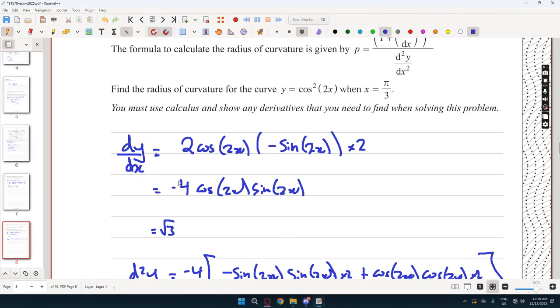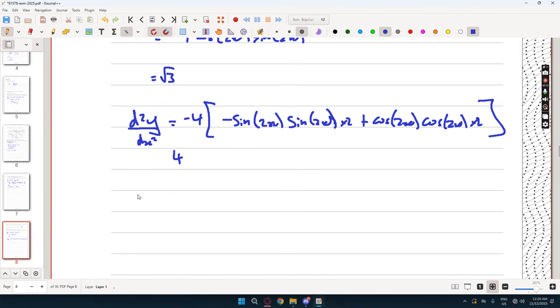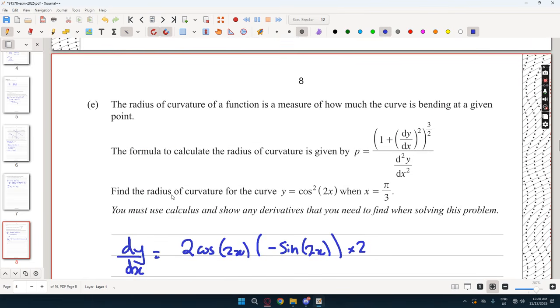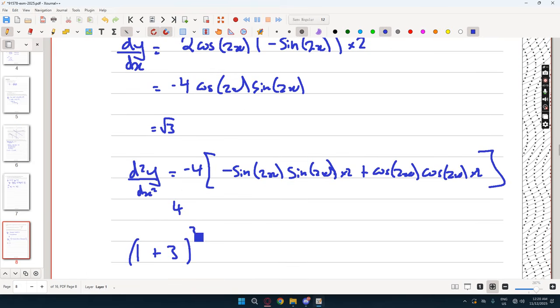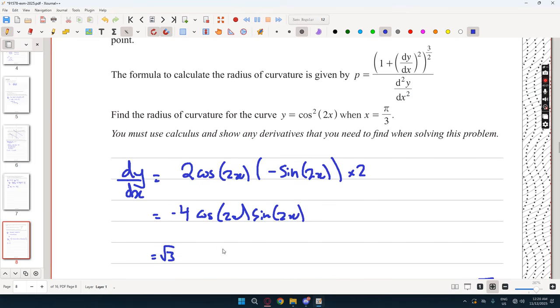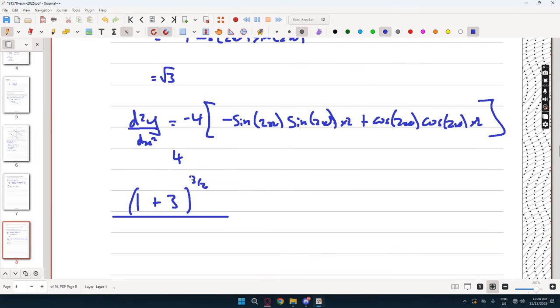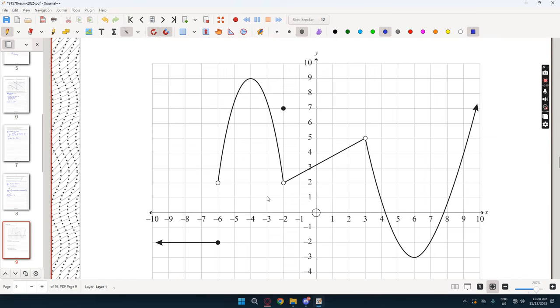It's 4. So the radius of curvature is 1 plus dy/dx squared, so 1 plus 3, to the power of 3 halves, divided by that, which is 4. So 4 to the power of 3 halves. God, I can't even see straight. It's 8 divided by 4 is 2. Huge.